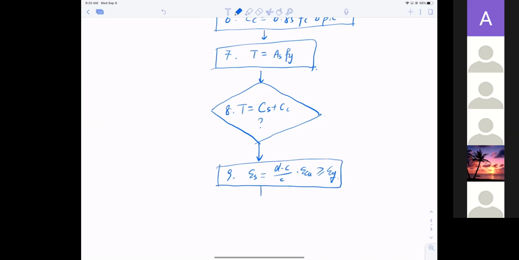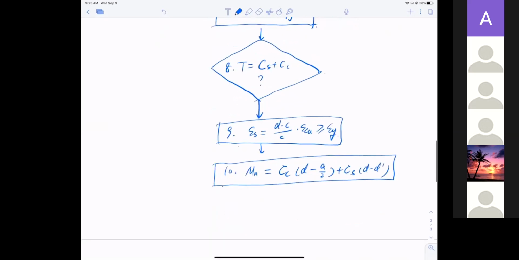And then I will get my moment capacity Mn using that old-fashioned equation: compression multiplied by D depth minus half A, plus compression from the steel times D minus D prime. That's new. Before, we only had the compression multiplied by the D minus half A part. But now, as the compressive reinforcement is added, you need to consider the contribution from the compression force.